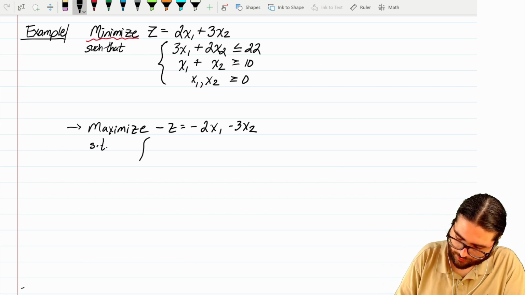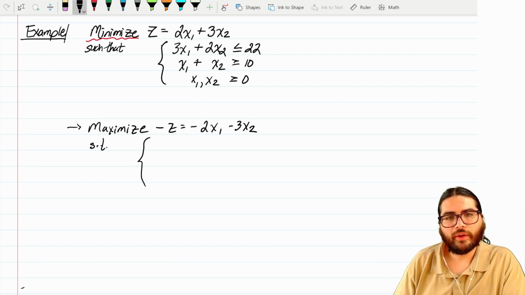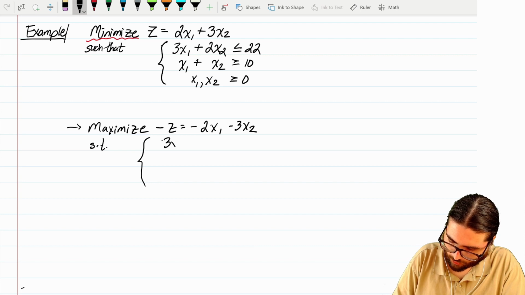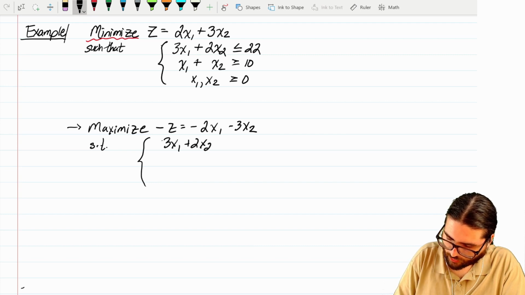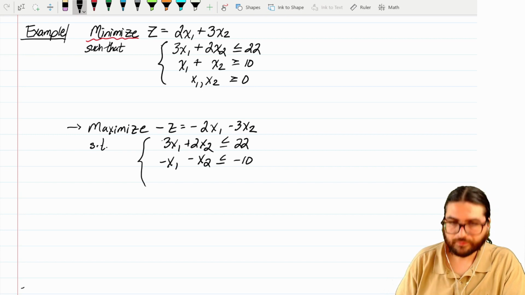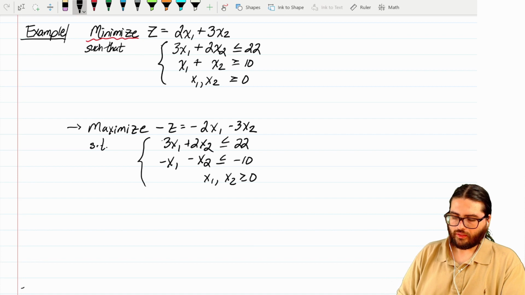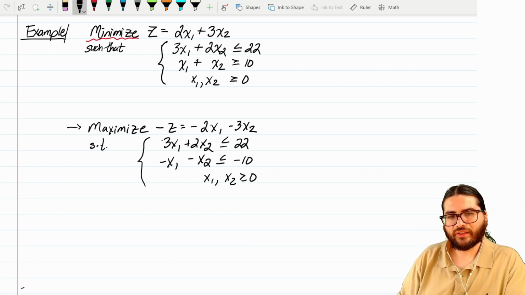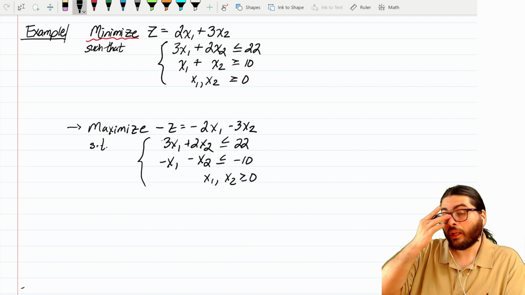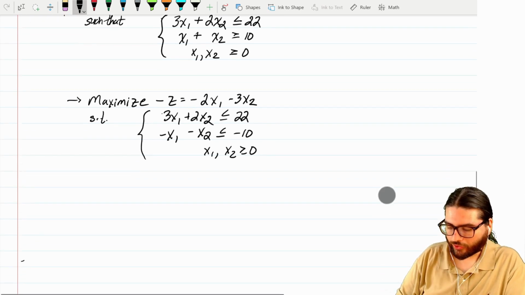Now, when it comes to my inequalities, remember, every time I have a greater than or equal to, I need to multiply times -1. This first one doesn't need to be changed, 2x2 less than or equal to 22. But the second one does need to be multiplied times -1 to make the greater than back into a less than. And we'll fix that later. Now that I've fixed the maximize, minimize, and I've fixed the greater than, less thans, let me put this into a form that my simplex method will understand.